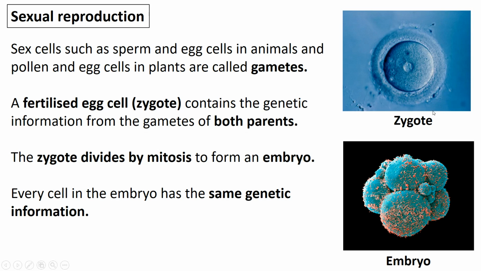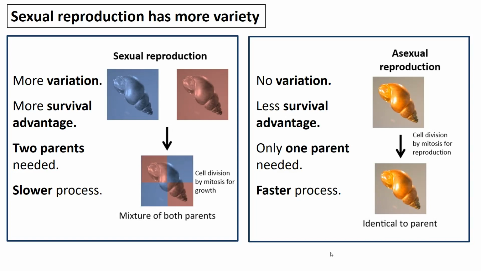The zygote then divides by mitosis to form an embryo. And that means each cell in the embryo has the same genetic information as that original zygote. So there's more variety, more variation in your species. That gives you a better survival advantage. You're more likely to cope with any environmental pressures. However, you do need two parents, so it can be a slower process. But a lot of species reproduce sexually because there is more survival advantage.